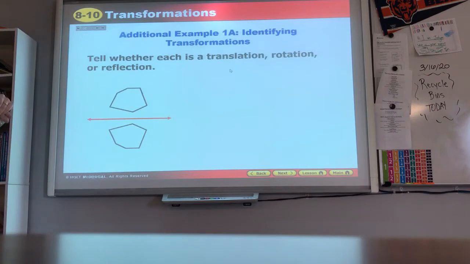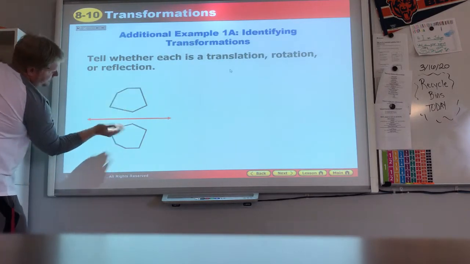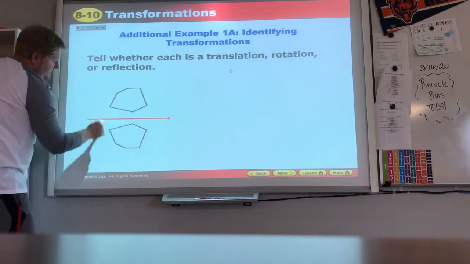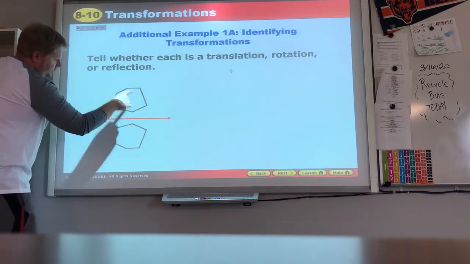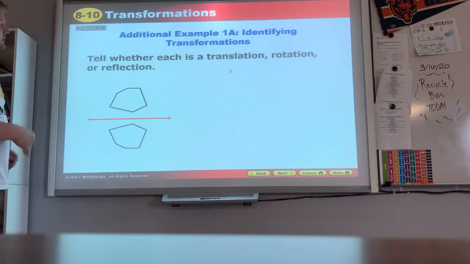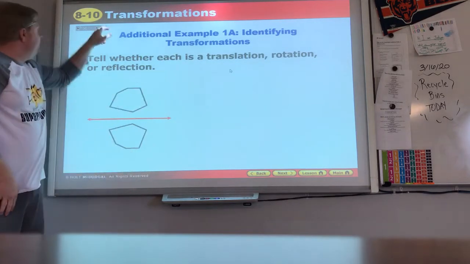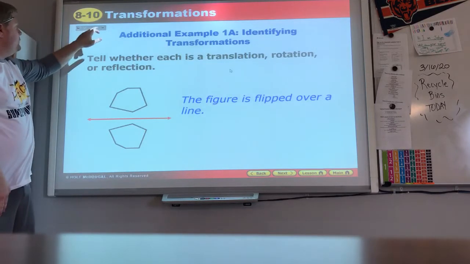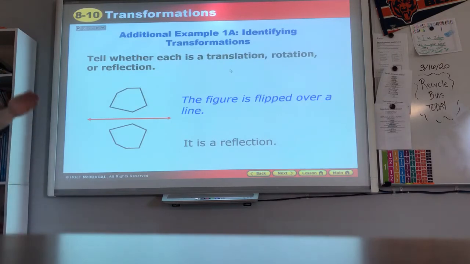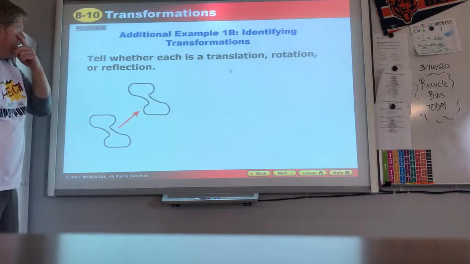Now, tell whether each is a translation. So as I look at this, I got to look at a mirror. Did I take it and did I flip it here? These 2 points, oh, they're both about the same distance away. These 2 the same distance, these 2, those are farther, those are farther. If I take and I flip it, it fits right on top of there. And so yes, it is a reflection. There's the line of reflection. The figure is flipped over a line, it's a reflection. Now, if you think about that, it's just taking it and flipping it over the line. Visualize that in your mind.